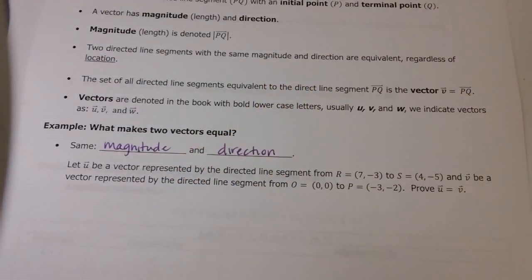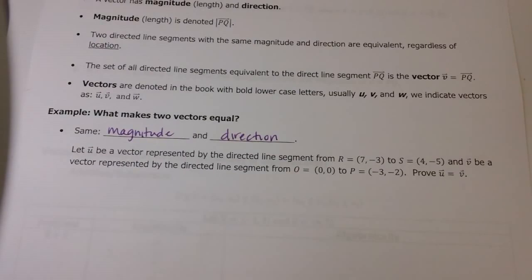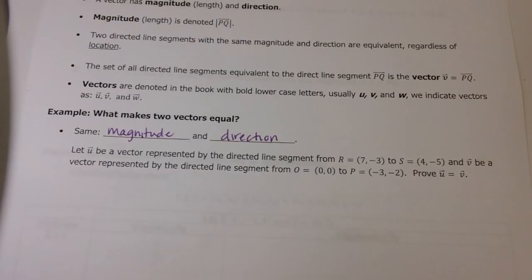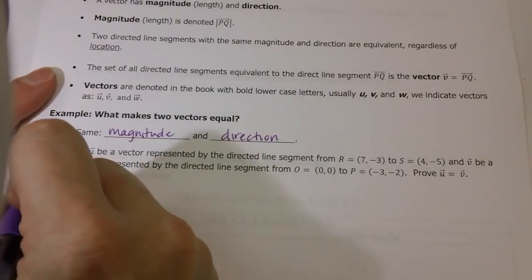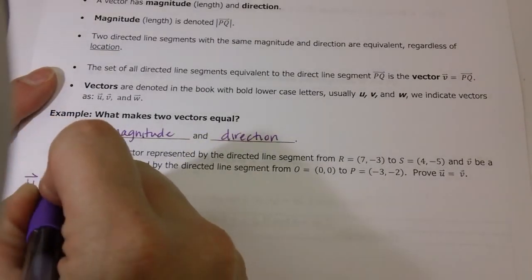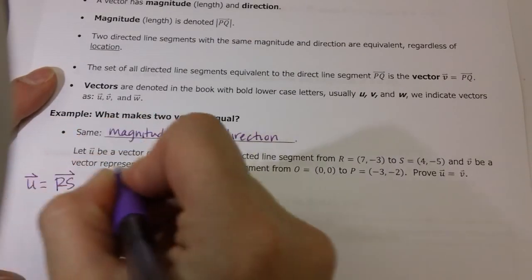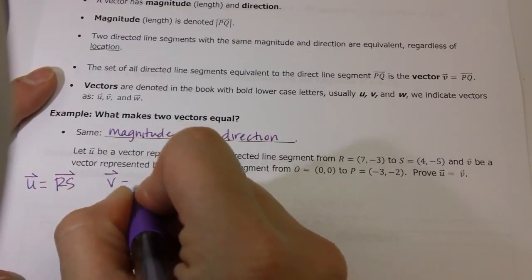So here, let u be the vector represented by the directed line segment from R(7, -3) to S(4, -5), and v be the vector represented by the directed line segment from O(0, 0) to P(-3, -2). Prove that u is equivalent to v. First, recognize that our vector u is RS, and our vector v is OP.